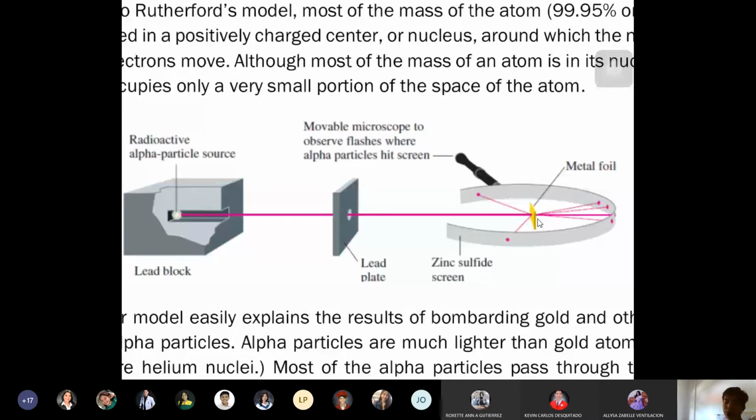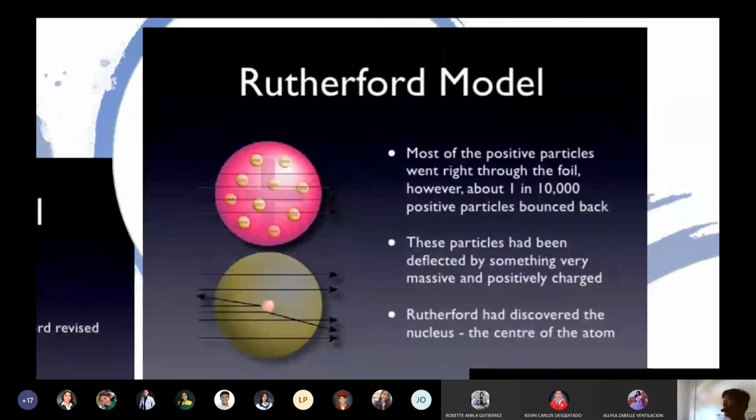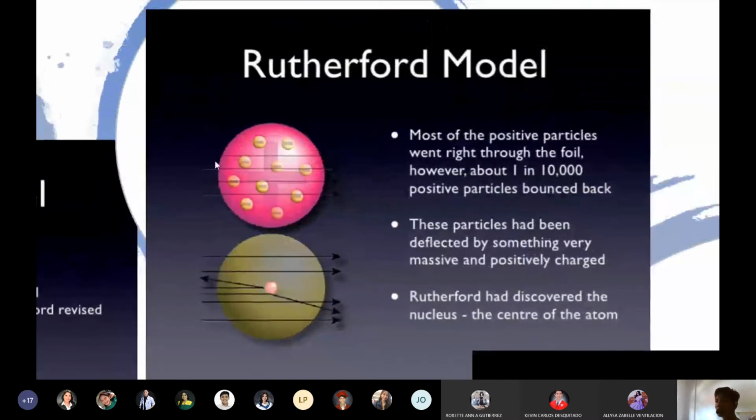So he thought about it. Let's look at a slide. Okay, here's the image. This is Rutherford's rationalization. According to Rutherford, if the atom follows J.J. Thomson's model, the alpha particle should only pass through it, because the positive center is spread all throughout, so there's not much repulsion. It would just pass through.